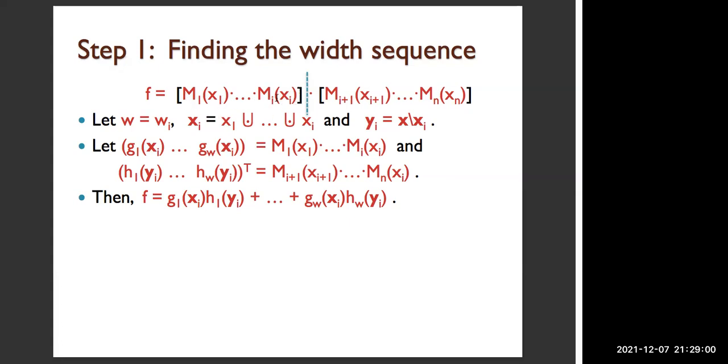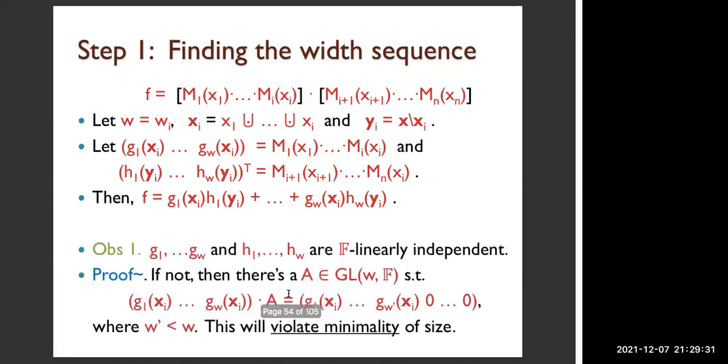The product of the first i many M's, that's a row vector, because the first one is a row vector, and the product of the remaining M's, that's a column vector. So this row vector I denote by g1 through gw, and the column vector I denote by h1 through hw. So now notice one thing: f is basically an inner product of this g vector and the h vector, so it's the sum of gi times hi, but they are in disjoint sets of variables.